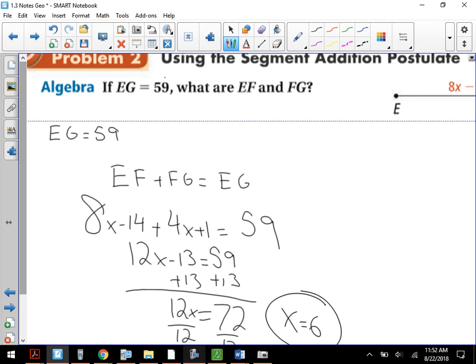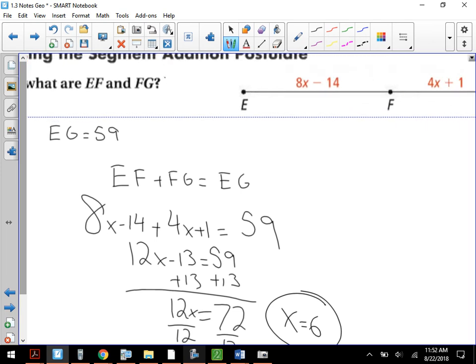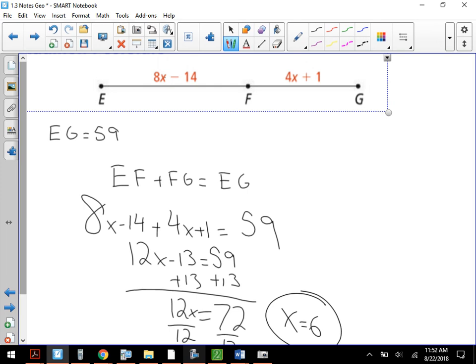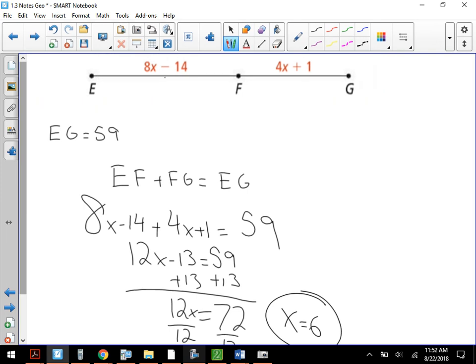So here we know that the value of x is equal to 6. Exactly. So then you would take that value of 6 and say, all right, what's 8 times 6, subtract 14? What's 4 times 6 plus 1? I would figure out those two numbers, add them together, make sure you still equal 59, you're good to go. All right? The algebra shouldn't be the deterrent on any of this stuff, because the algebra is going to be easy. It's just remembering that you have to go back and do something with it.